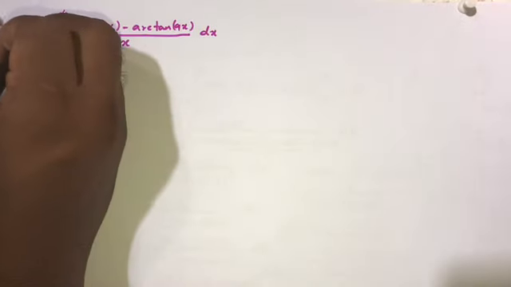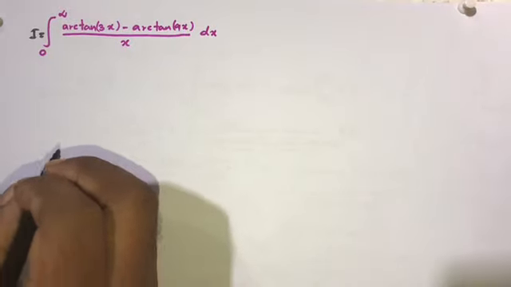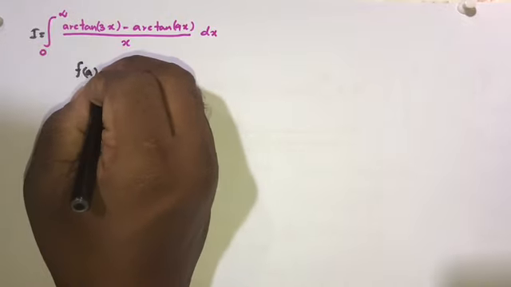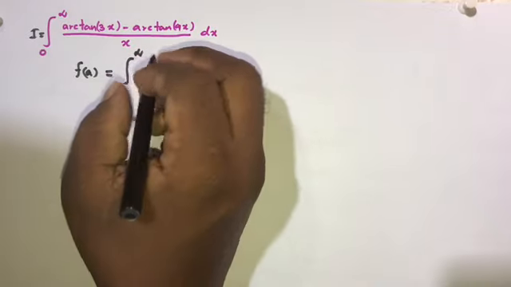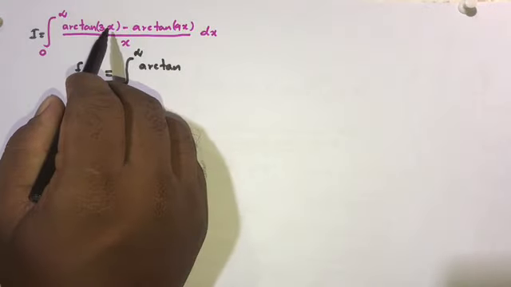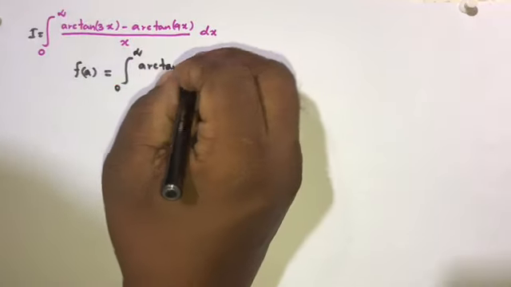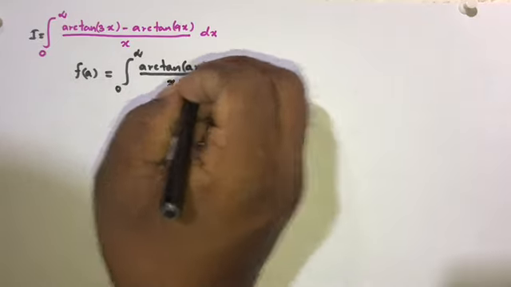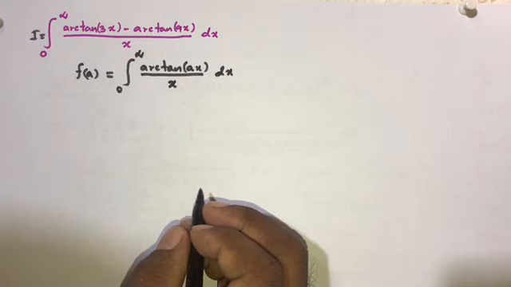First I am going to take this integral equal to I, and now I am going to define a function. So if we take f of a is equal to the integral from 0 to infinity of arctan of a times x over x dx. Well, now I am going to take a derivative.